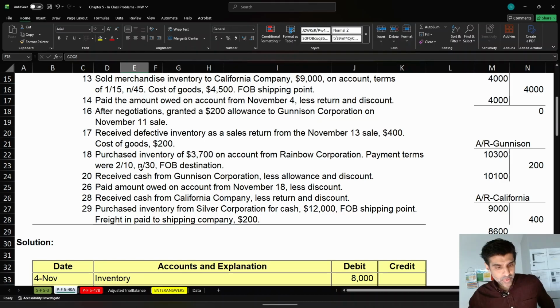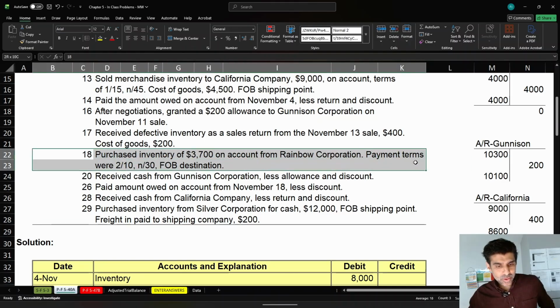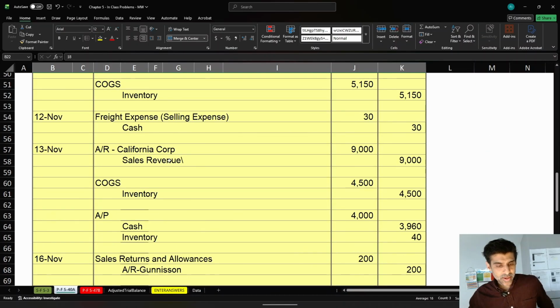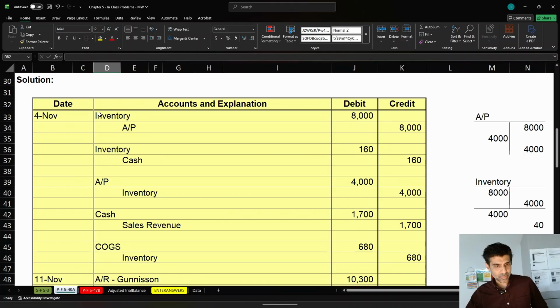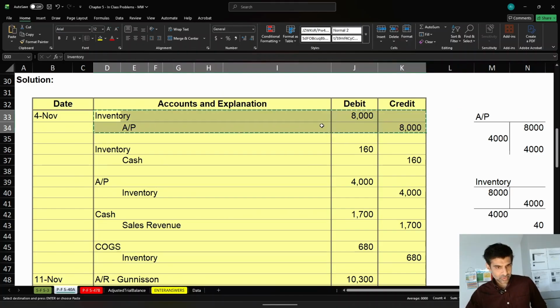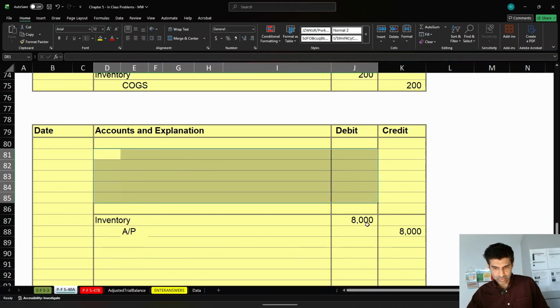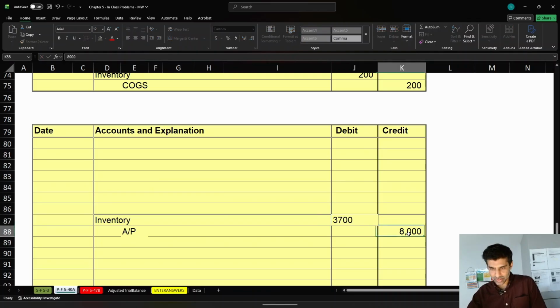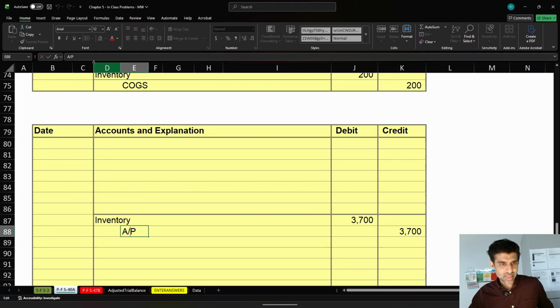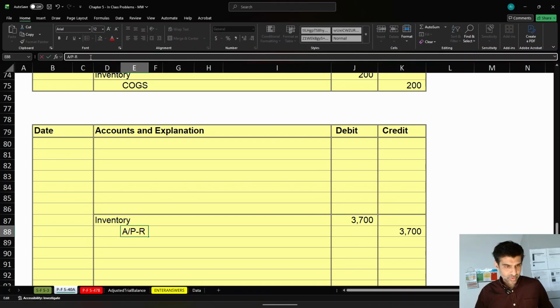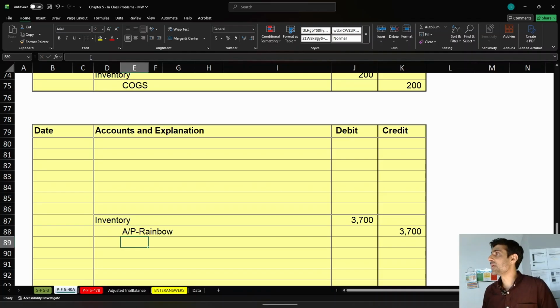Okay. So November 18th, another purchase transaction. Again, I'm just going to copy and paste. It's going to be this, 3,700, 3,700. This is AP. I guess you can track the AP separately. This is to Rainbow. That's our vendor, not our customer, because this is a purchase transaction.